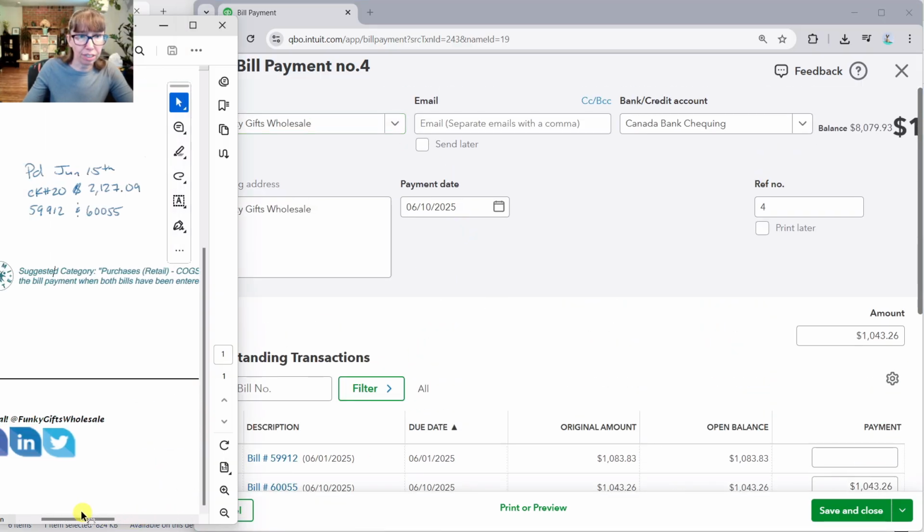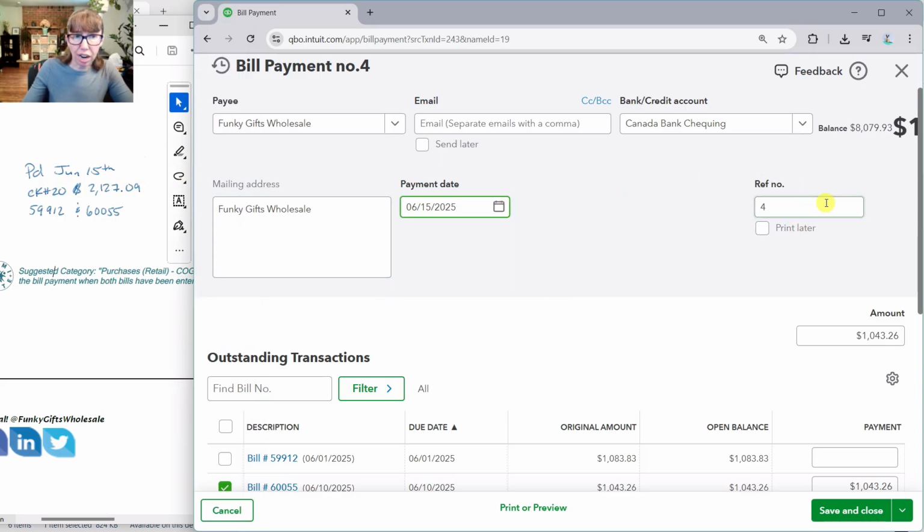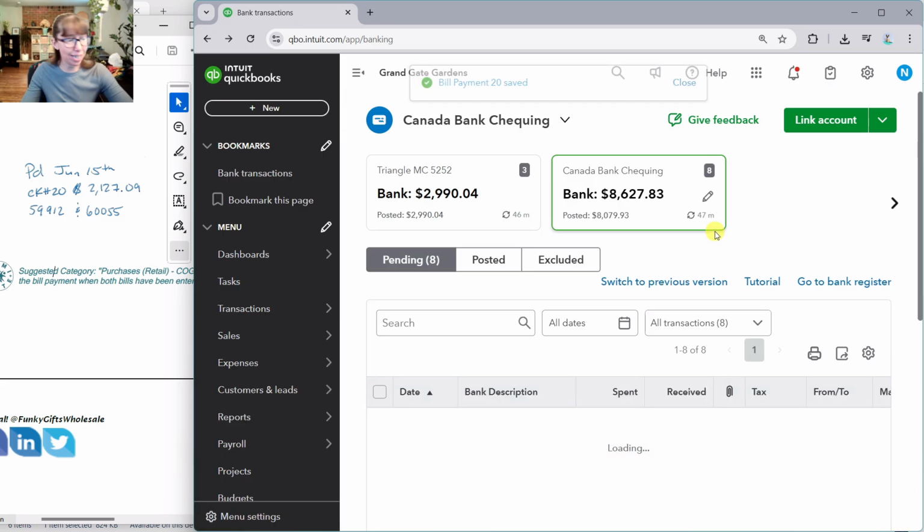So coming over here, we can see the payment information. So it was paid by check on June 15th. And the check number is check number 20. And it was 2127.09 total. Let's just check off this other bill and look. QuickBooks has shown us indeed that is what it adds up to. So we can go save and close and take a look at what is next.